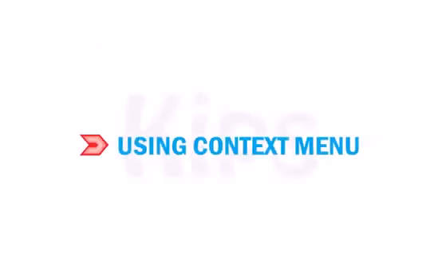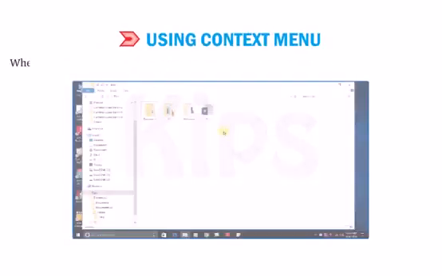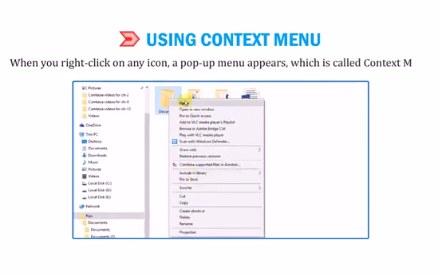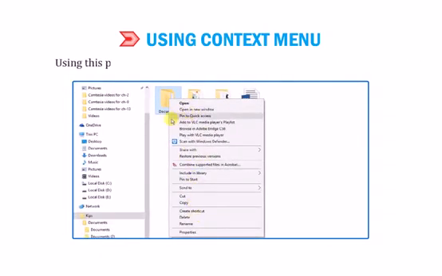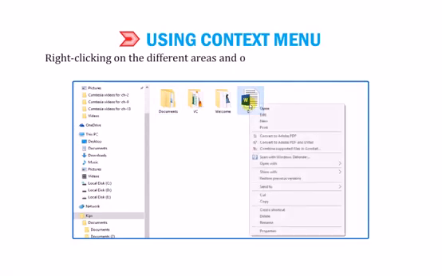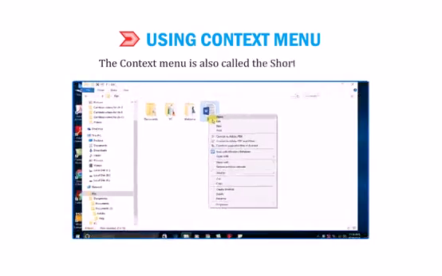Okay, let us talk about using context menu. When you right-click on any icon, a pop-up menu appears, which is called context menu. Using this pop-up menu, you can save your time to access commands. Right-clicking on the different areas and objects displays different sets of commands. The context menu is also called the shortcut menu.